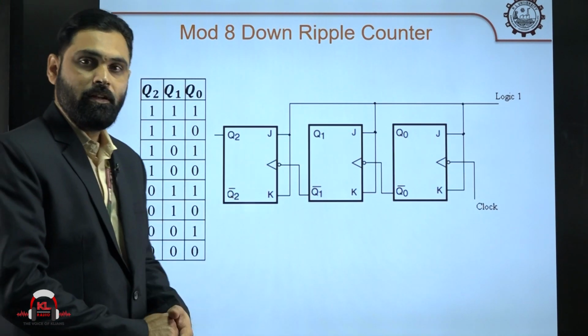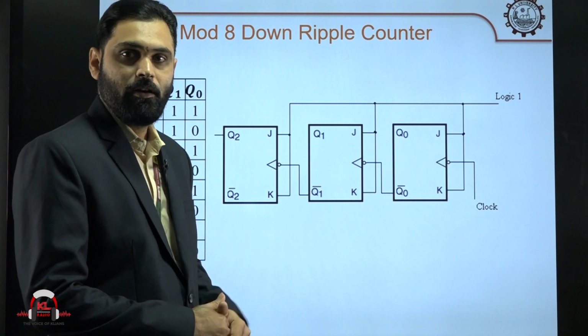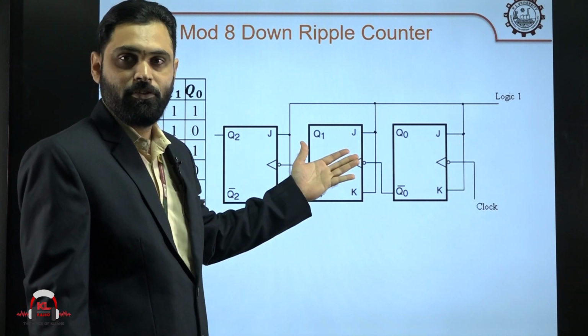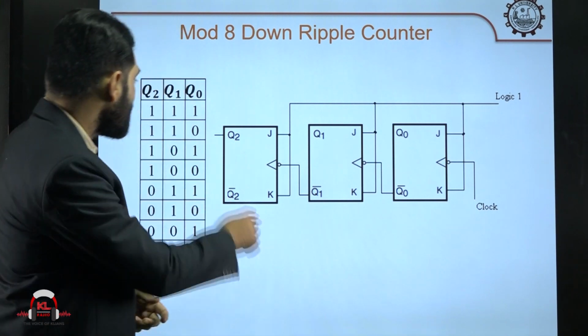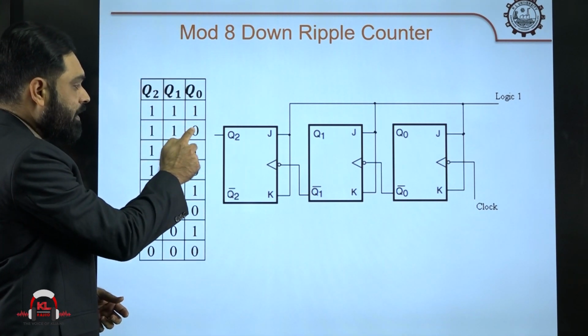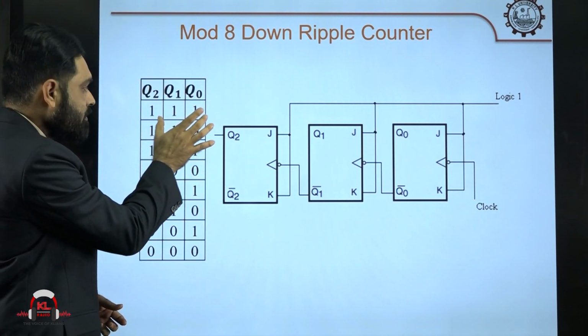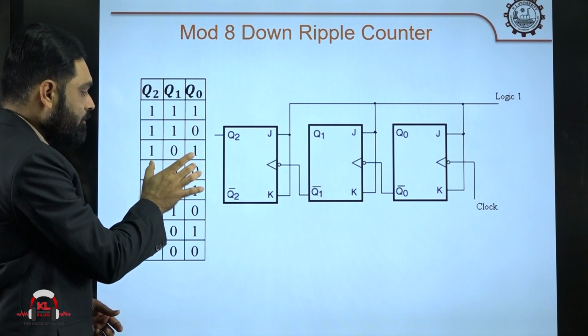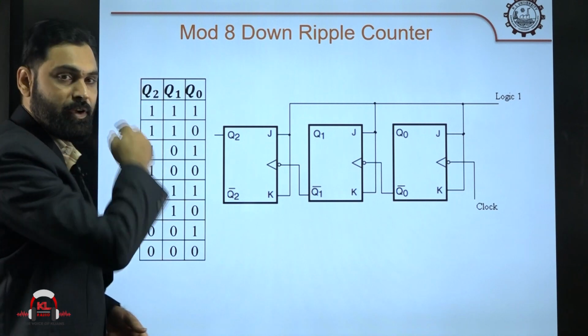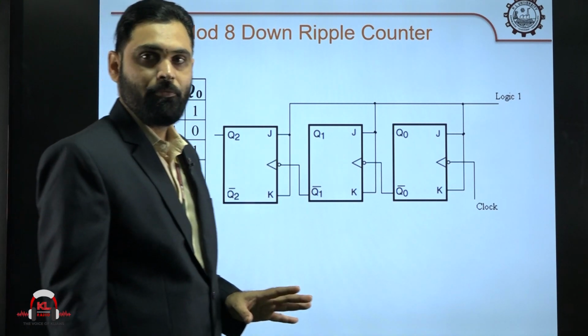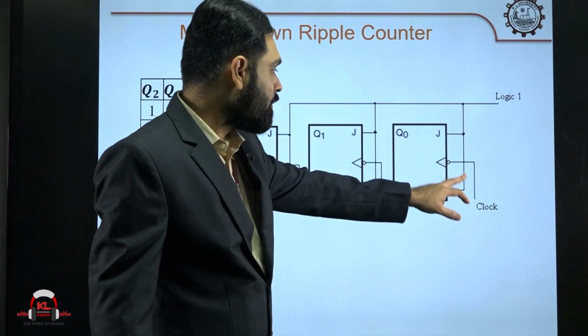This is the down counter. If you want to construct a down counter: an up counter starts with 0 0 0, whereas a down counter will start with 1 1 1. It will start with the maximum value and every time the value will be decremented. So, first 7, next 6, 5, 4, 3, 2, 1, 0. Again the cycle repeats.